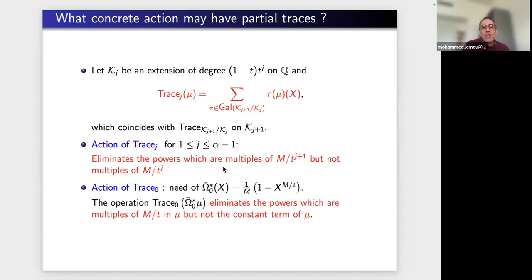So in fact, in the case of a prime power cyclotomic field, you can see that this trace J serves to eliminate, in a polynomial, all the powers which are multiples of m over t to the power j plus 1, but not multiples of m over t to the power j. This is very useful when you want to do fast packing, because you manage to kill some terms. I will show you, maybe, if you have just a few minutes. Trace zero works similarly, but you have t minus 1 instead of t, so you have to be careful with this.